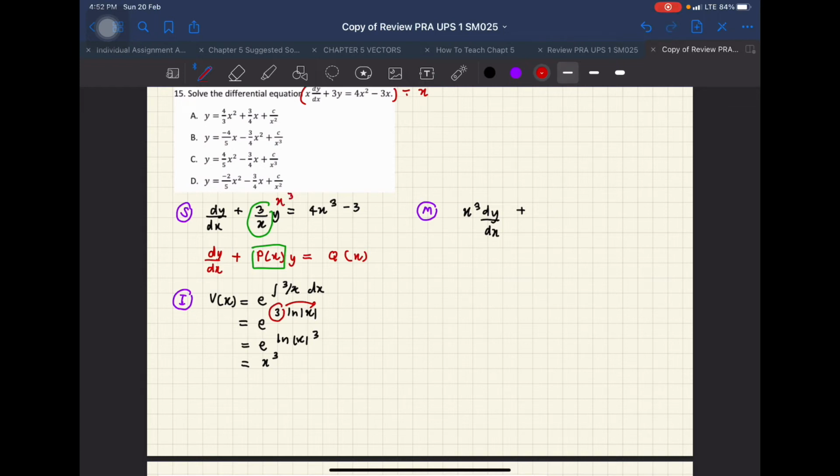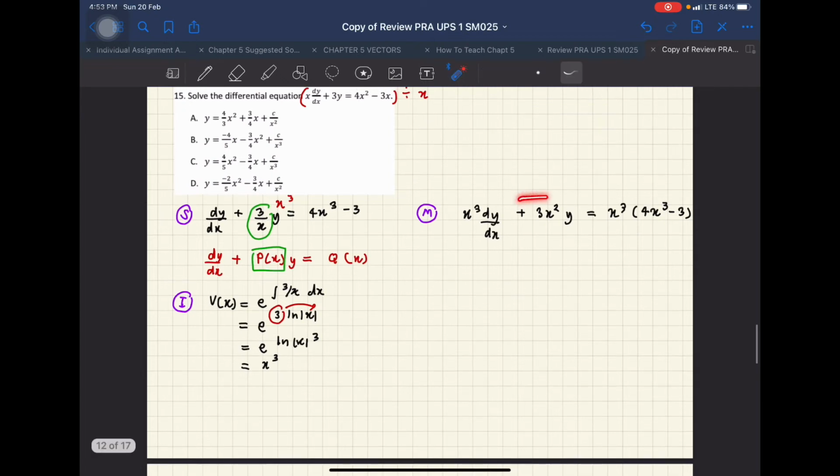So what will you be left with? So this is cancelling out with this one, left with 2. Okay, so you will get there 3x square y. Settle? Okay, and then on your right hand side, you get x cube times 4x cube minus 3. Okay, so settle. We have already simplified the left side.